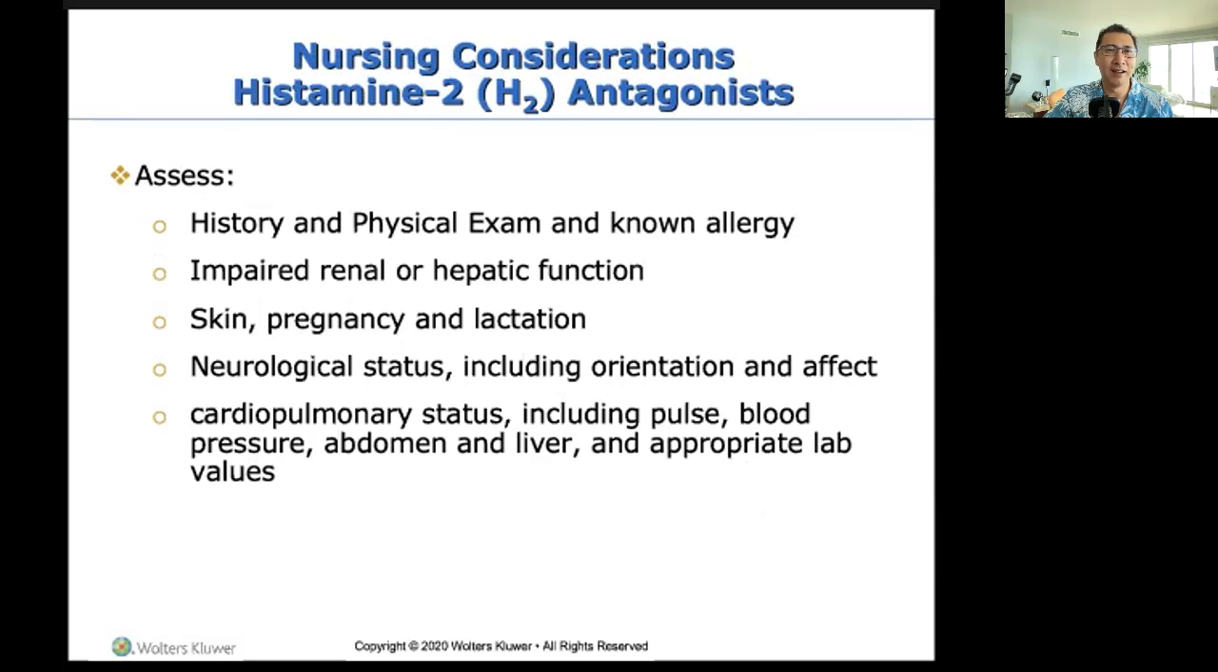I guess it's there. It doesn't happen often. Cardiopulmonary status. Look at this one, including pulse, blood pressure. I guess it's something we monitor, but we don't really need your pulse and blood pressure to administer this medication. There's no hard stop. There's no parameters. It's just something we monitor. And appropriate lab values. We'll get to that in a few minutes.